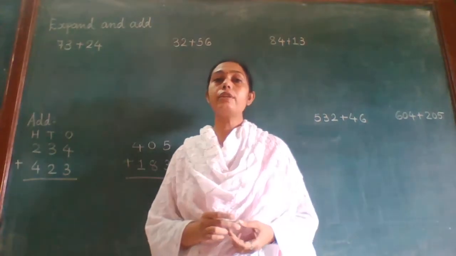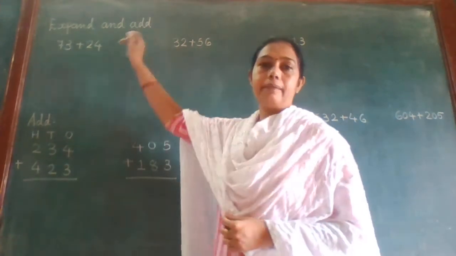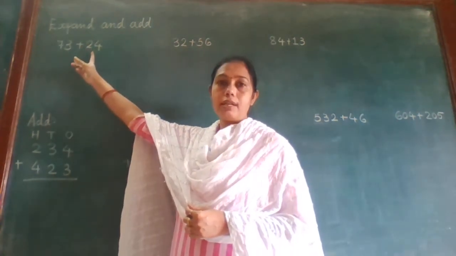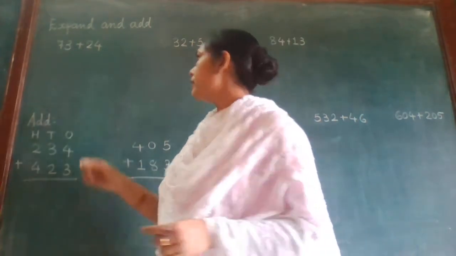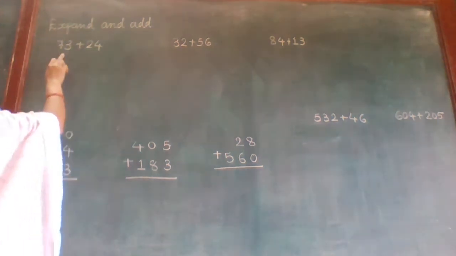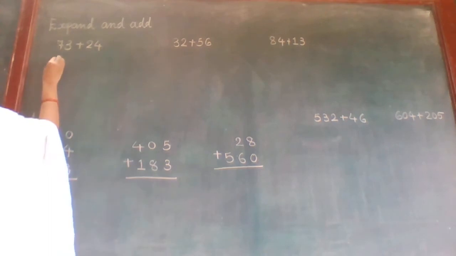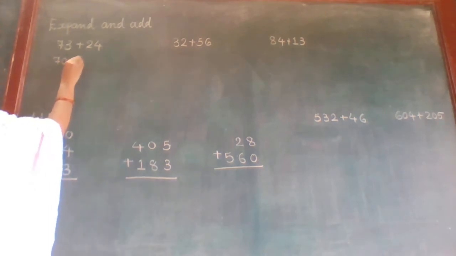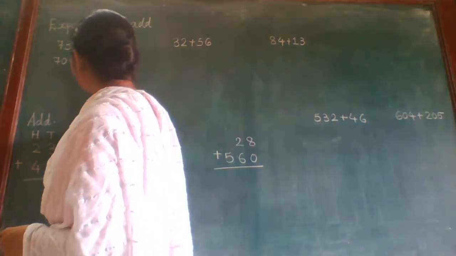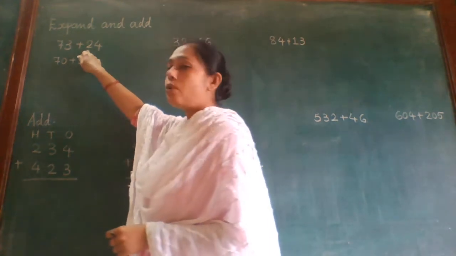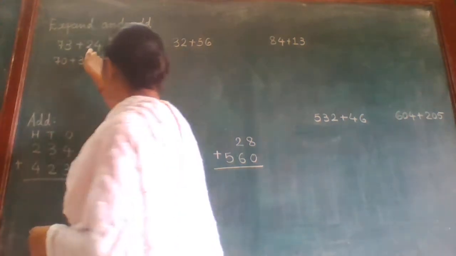Now dear students, today you learn something new. Expand and add. Here two numbers are given to us. We have to expand them and then we have to add them. We know how to expand the number 73. 73 means 7 is on the tens place. That means it is 70 plus 3. Okay? Plus sign is here. We expand 24. 2 is on the tens place. That is 20. And 4 on the ones place. It is 4.